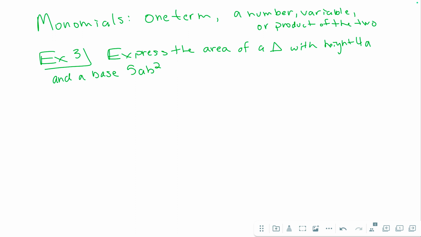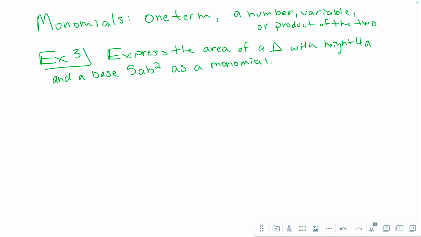Express the area of a triangle with height 4a and a base of 5ab squared as a monomial. Okay. All right. That's a monomial. Okay.